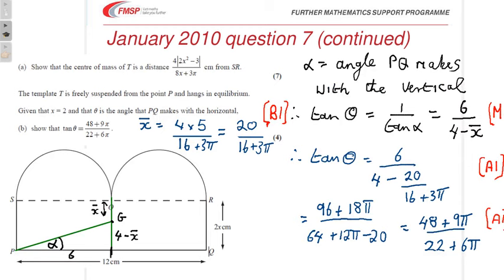Okay, for the second bit, we now hang the template, hang the shape from the point P. We hang it from there. We know where the centre of mass is, we've just found it. We've just found x bar, an expression for it.